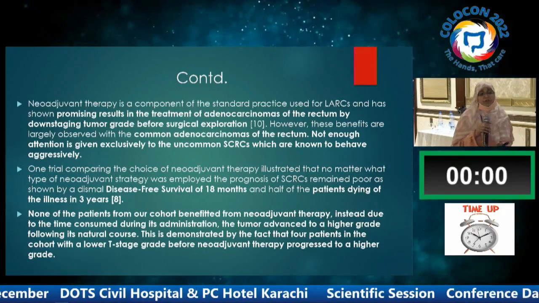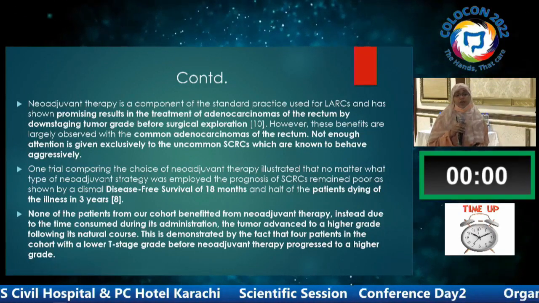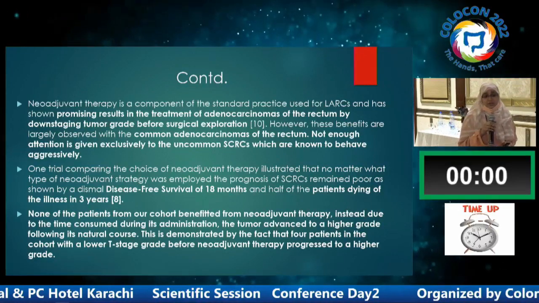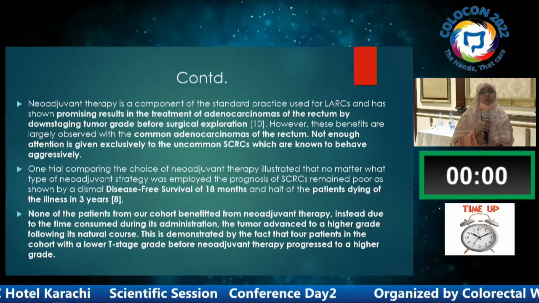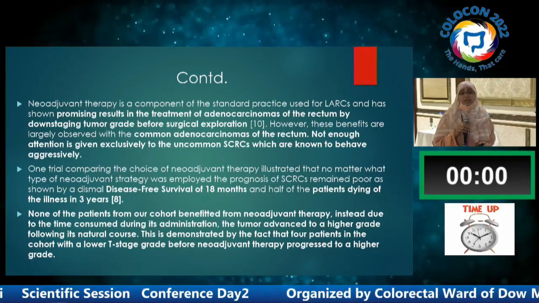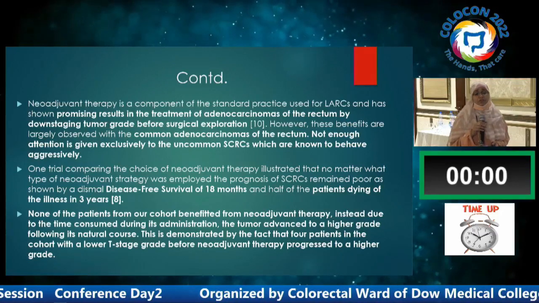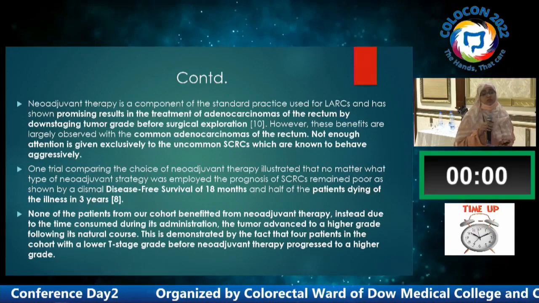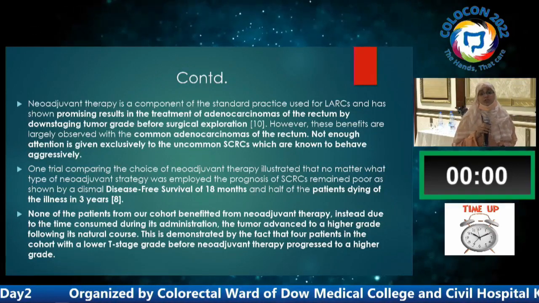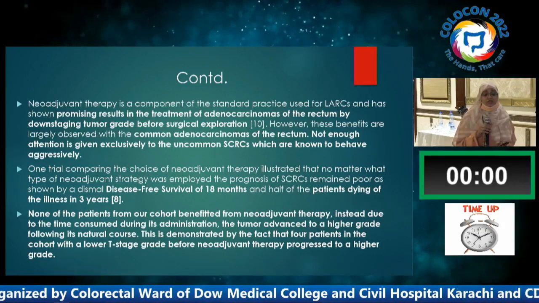One trial comparing the choice of neoadjuvant therapy illustrated that no matter what type of neoadjuvant strategy was employed, the prognosis of signet ring cell tumor remained poor, as shown by dismal disease-free survival of 18 months and half of the patients dying of the illness in 3 years. None of the patients from our cohort benefited from the neoadjuvant therapy. Instead, due to the time consumed during its administration, the tumor advanced to a higher grade following its natural course.